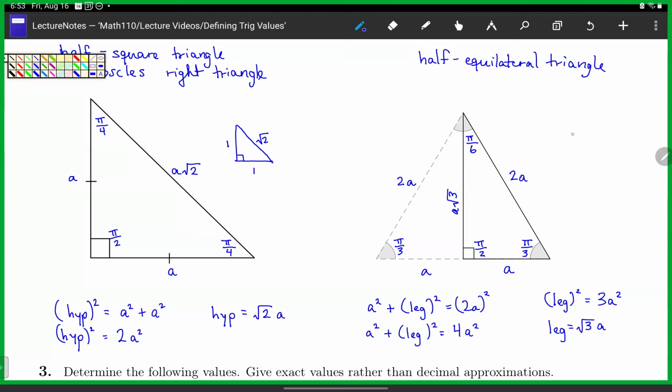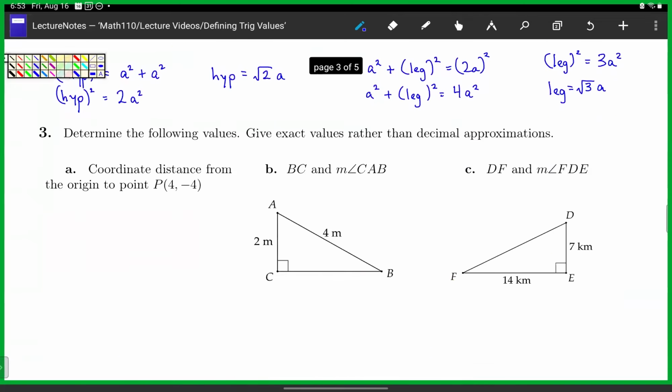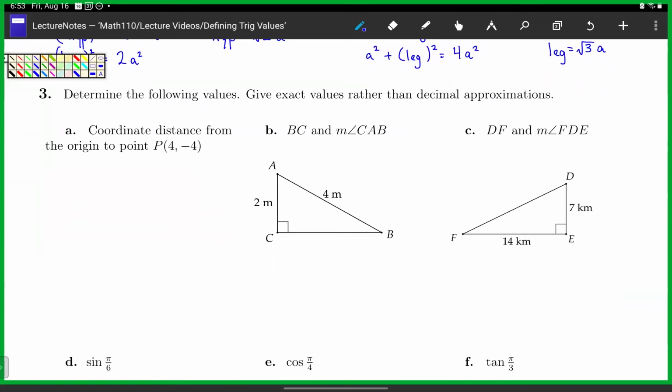And similarly, with the half equilateral triangle, I will think of this as 1, 2, the short leg is 1, and then the hypotenuse is twice as long, and then the longer leg is root 3. And all of these are multiplied by some base side length. Okay, so here are a couple of examples for us to play with. Again, pause the video, see if you could do this on your own before you look at my answers.